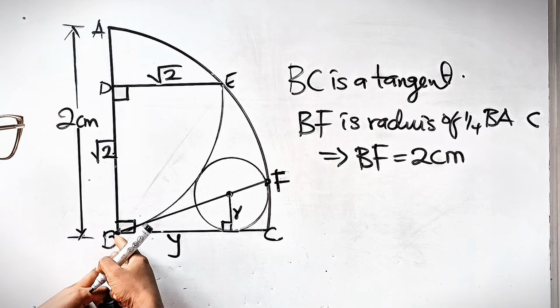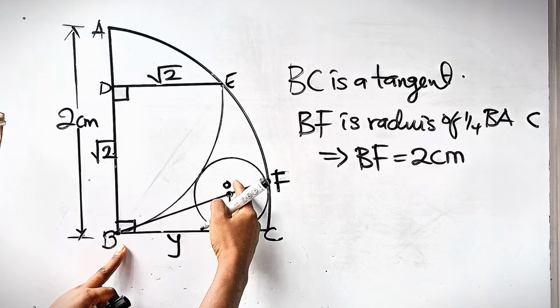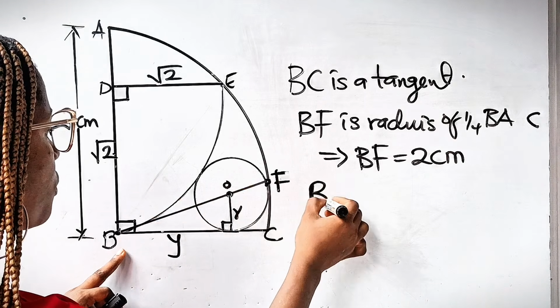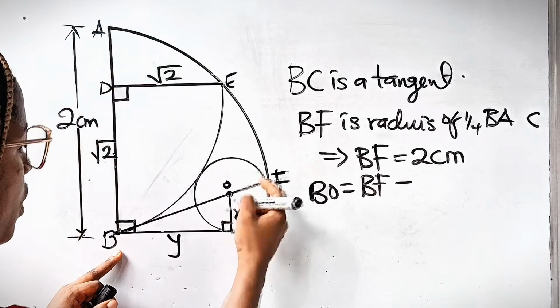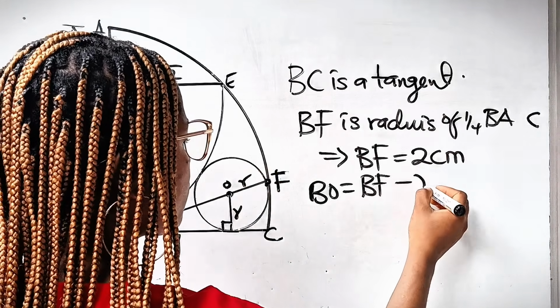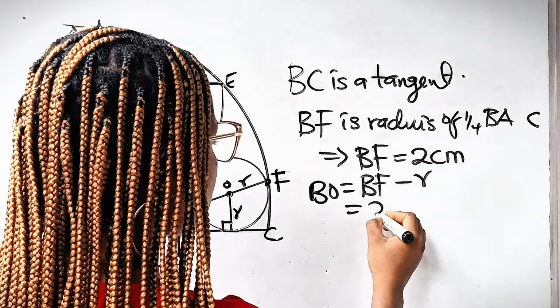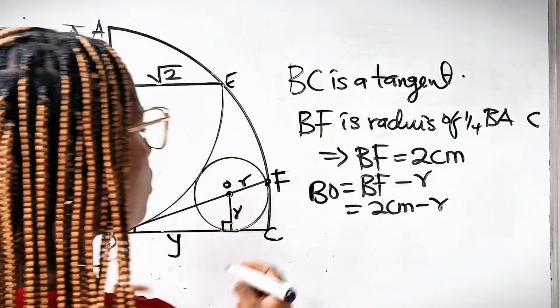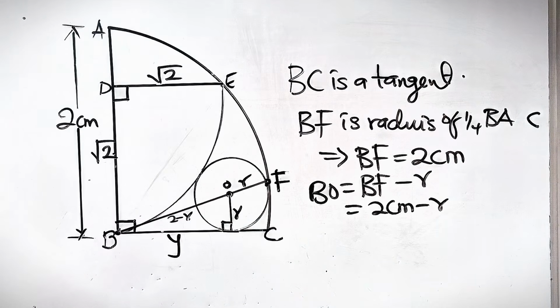Okay, so from here to here is 2 cm. Let's call this O. So if we want BO, BO will be equal to BF minus, from here to here is our radius, right? Minus R. That means that BO will be equal to 2 cm minus R. So I'm going to label here 2 minus R.